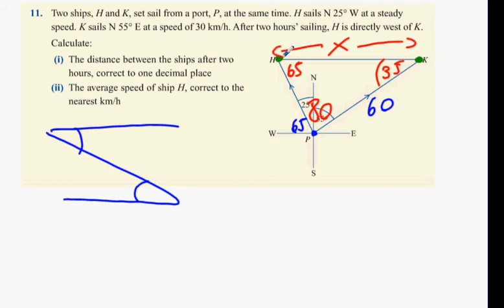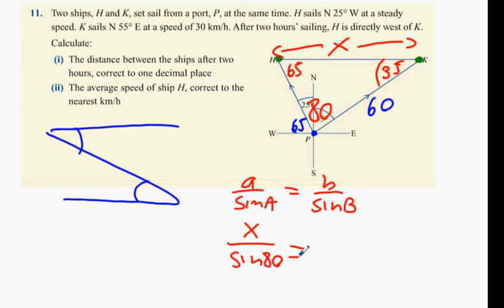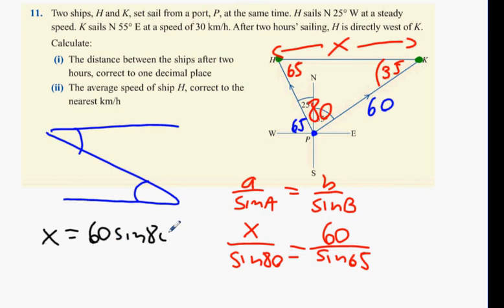So, what rule should you use? Sine, cosine, Pythagoras? Sine rule. a over sine A equals b over sine B. What are you going to pick for a? x. Big A. B. 60 is the only length we know. Over sine 65. Bring the sine of 80 upwards. What is 60 sine 80 divided by sine 65?